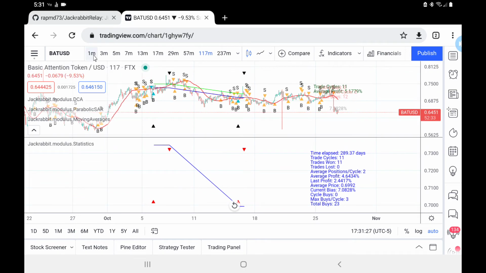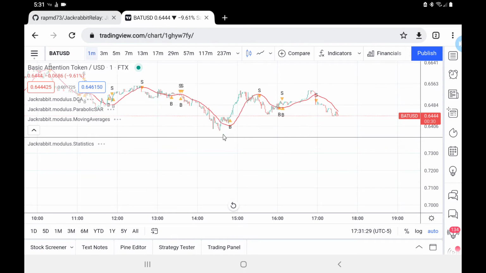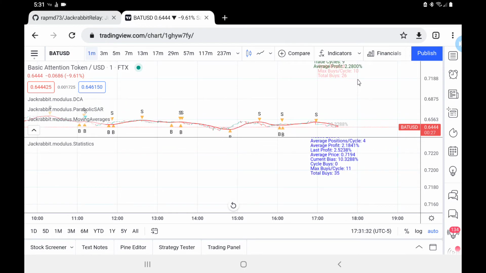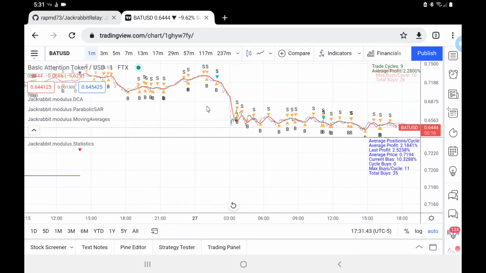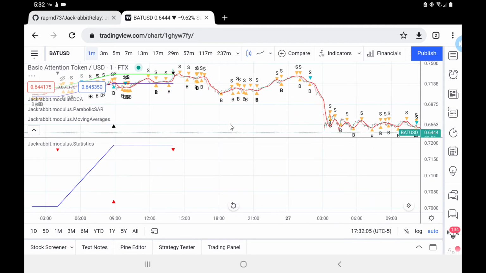Now let's go back to the 1 minute, and let's look at this chart. 10 positions, 9 trade cycles. Not bad. Of course, here is its chart. Let's zoom this out. Notice it simply avoided the entire drop altogether. Again, the filtering, the parabolic stop and reverse really helped with this situation.